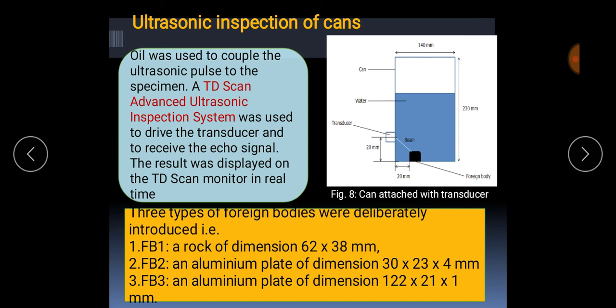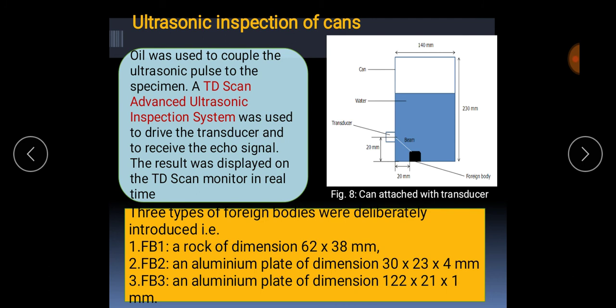Then ultrasonic inspection of cans. See, suppose this one is the can. It is a metallic can, and we have deliberately entered some unwanted metal inside this, which is also called a foreign body.